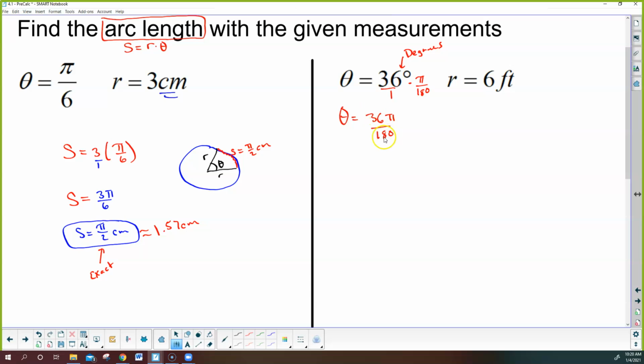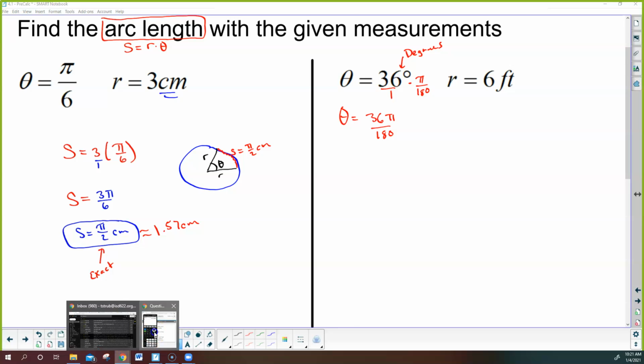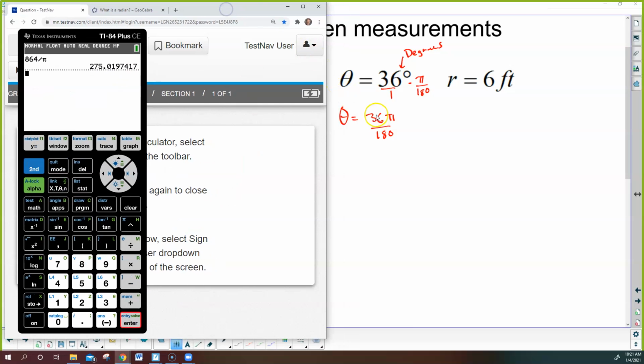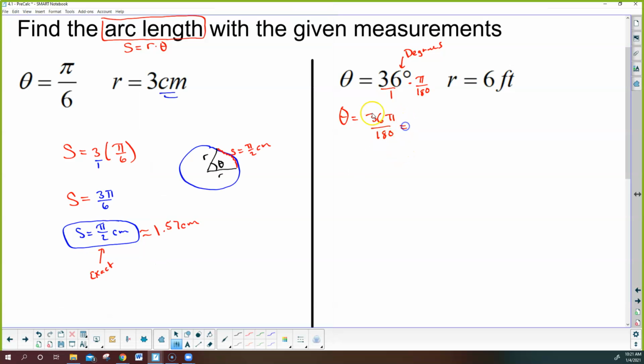But I'm going to take 36 and divide it by 180. And I'll show you a quick way to do that on your calculator if you aren't positive. So I want to do 36 divided by 180, and I want to turn that back into a fraction. So remember the math button, in your first option is fraction. Hit enter. That's 1/5. So 36 goes into 180 5 times. There is my theta in radians.